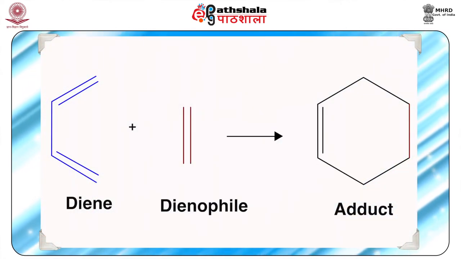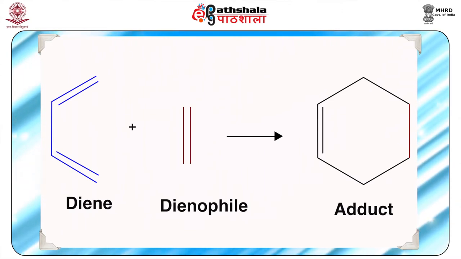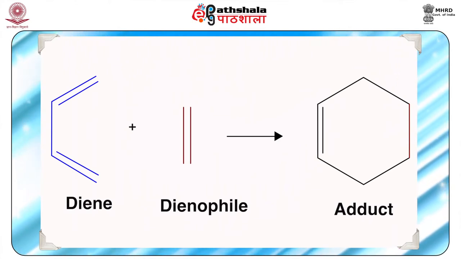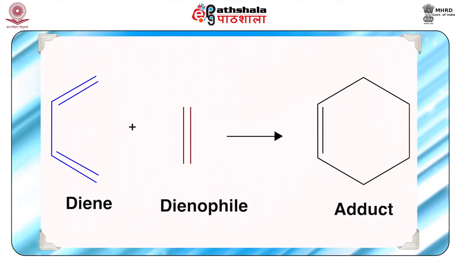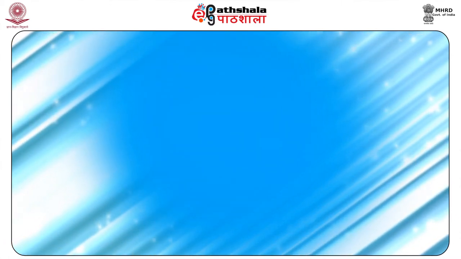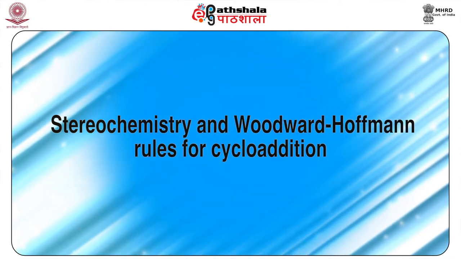Among the pericyclic reactions, cycloadditions are the most abundant and useful set of reactions. Following is an example of a 4 plus 2 cycloaddition known as the Diels-Alder reaction. Here, as you can see, a diene combines with a dienophile, resulting in the adduct formation, which is a six-membered cyclic ring. Now let us talk about the stereochemistry and Woodward-Hoffmann rules for cycloaddition.